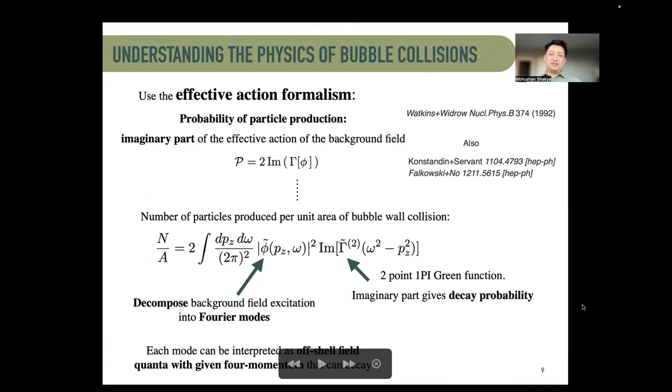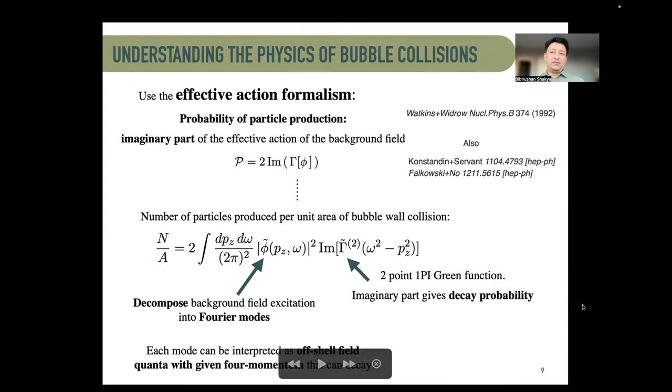So the real part tells you how the bubble configuration evolves. The imaginary part tells you how much of the energy has gone away into other states. So in other words, how much of the energy has been converted into particles, right? And if you do this calculation, what it essentially does is that it decomposes the background field excitation into definite Fourier modes of definite energies.